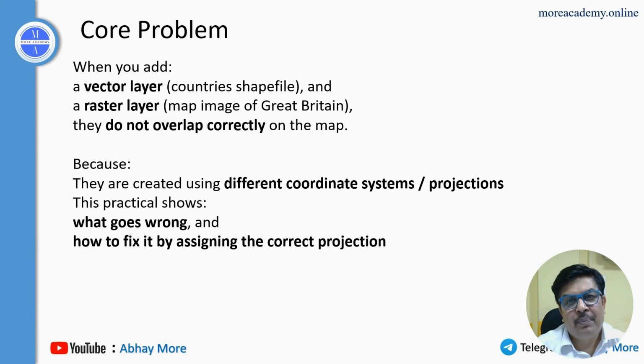In this example, we will take the country shapefile, as well as the image of Great Britain. When we add a vector layer consisting of the countries shapefile and a raster layer consisting of a map image of Great Britain, they do not overlap each other correctly on the map. This is because they are created using different CRS, that is the coordinate system, also called the projection. So this practical shows us what goes wrong and how to fix it by assigning the correct projection.